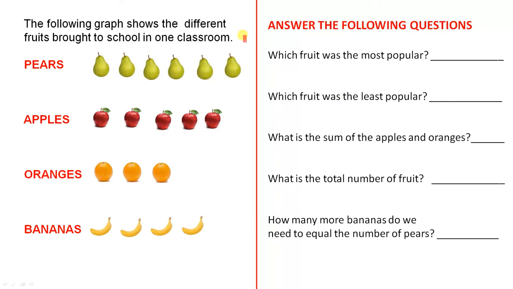Here's another one. The following graph shows the different fruits brought to the school in one classroom. So this is a particular classroom, and the students brought pears, apples, oranges and bananas, and that's how many they brought to school for each fruit. And here are some typical questions. Again, the students have to concentrate on the groups and then answer the questions.